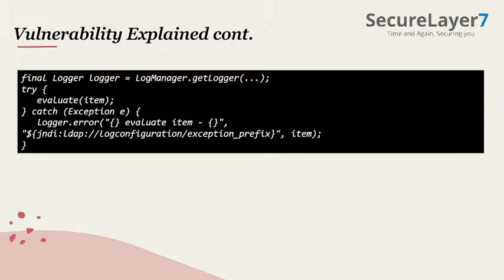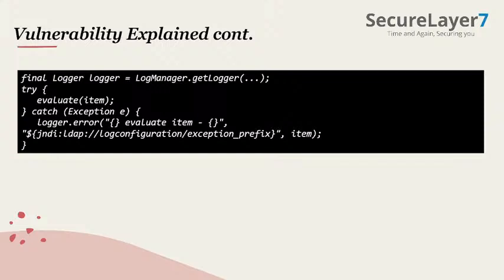So this JNDI will look up this particular URL which was provided. It will try to look up over there and get a serialized object, run it in the JVM, and put the value in the first curly braces, right? And the second one is for the item.